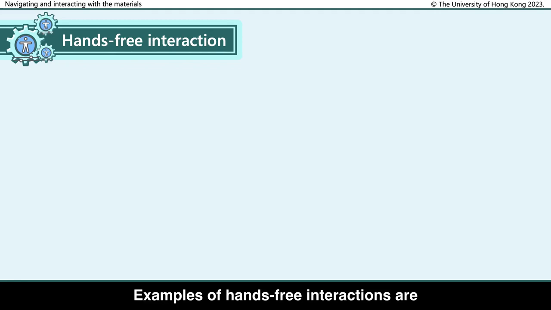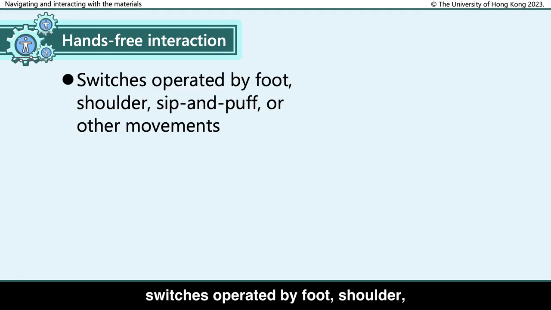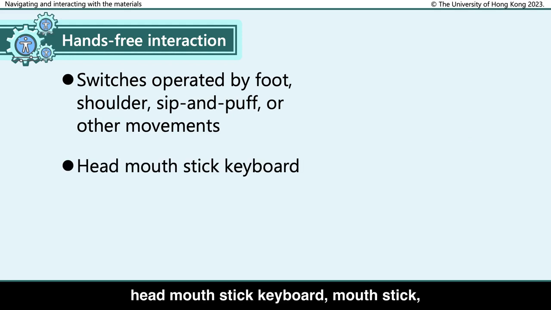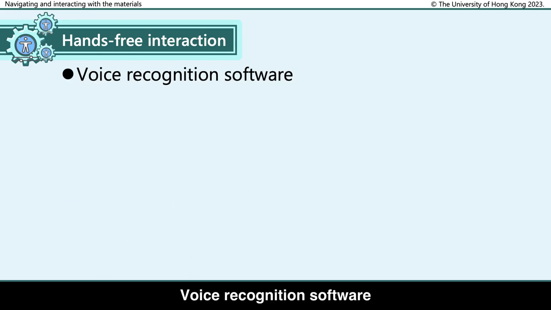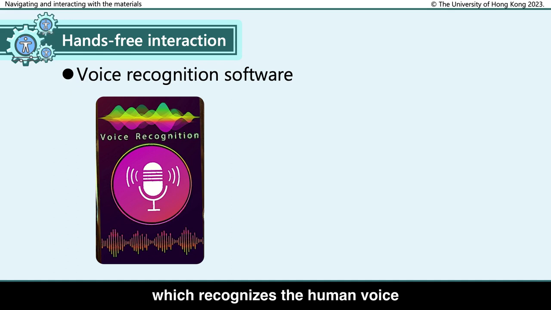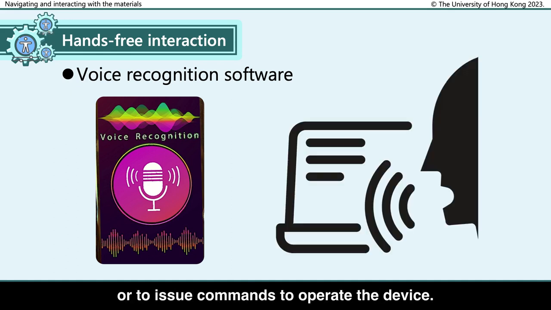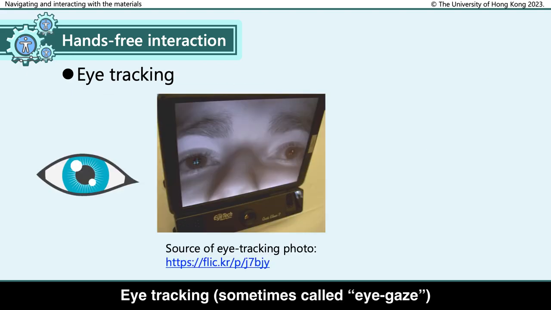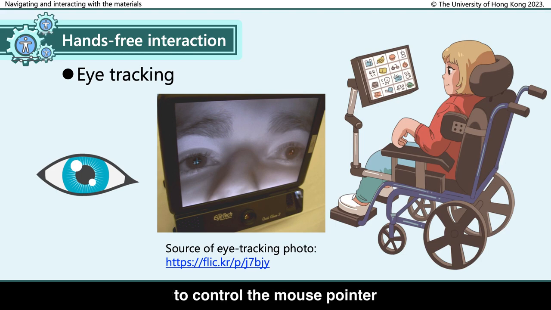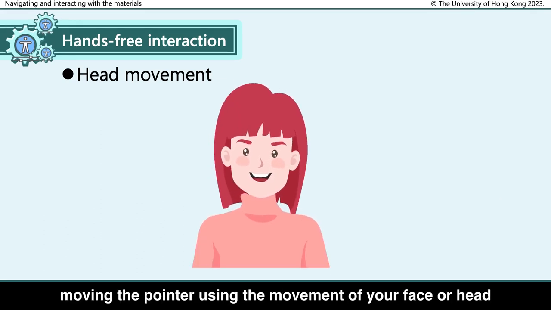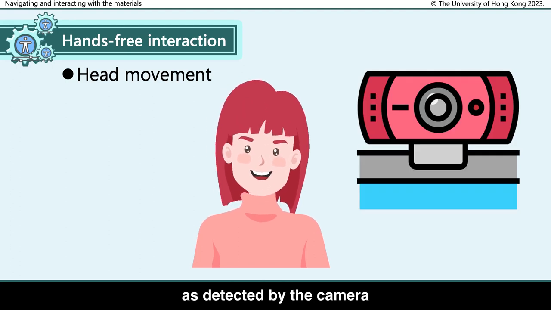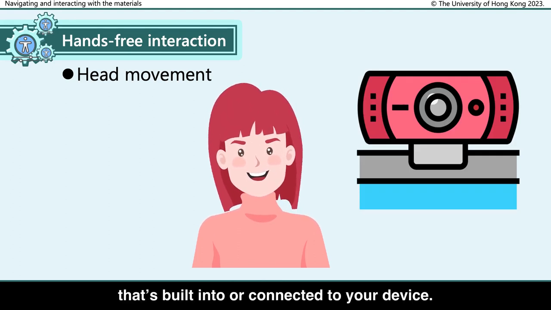Examples of hands-free interactions are switches operated by foot, shoulder, sip and puff, or other movements, head mouse, stick keyboard, mouse stick, and other aids to help with typing. Voice recognition software recognizes the human voice and can be used to dictate text or to issue commands to operate the device. Eye tracking, sometimes called eye gaze, is a system that monitors eye movement to control the mouse pointer and detects blinking to initiate mouse clicks. Head movement, for example, moving the pointer using the movement of your face or head, as detected by the camera that's built into or connected to your device.